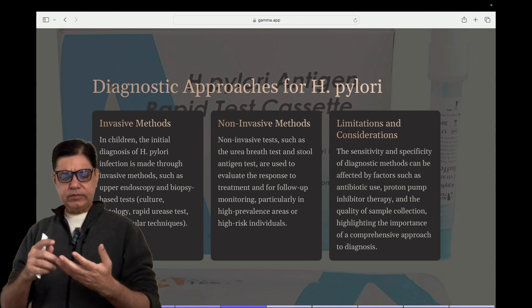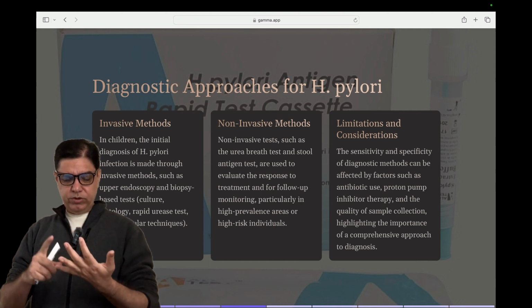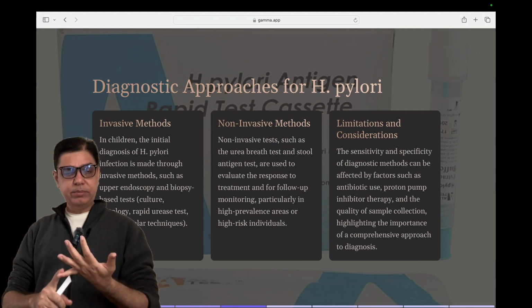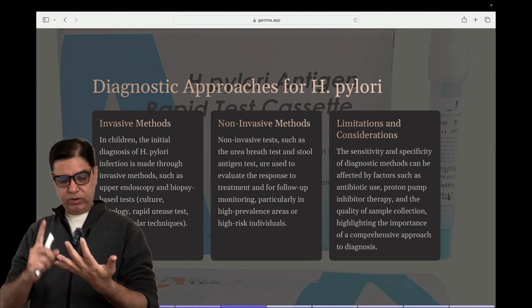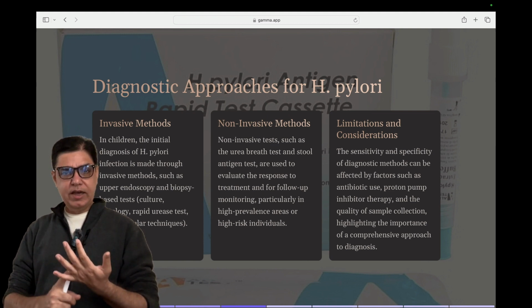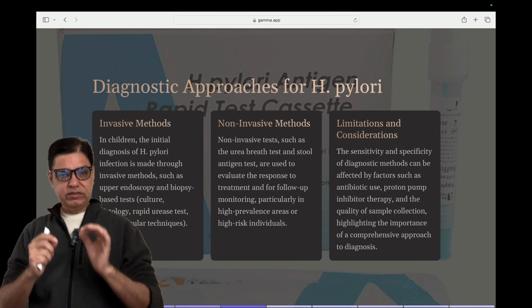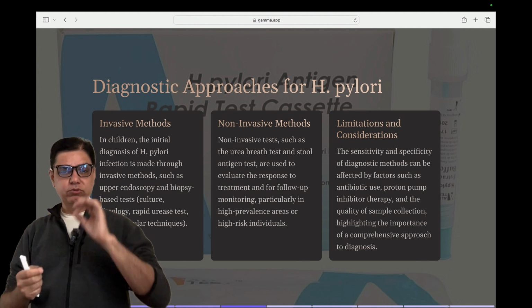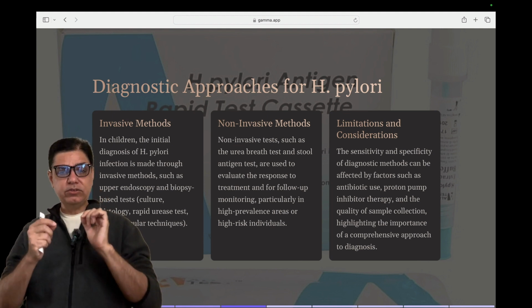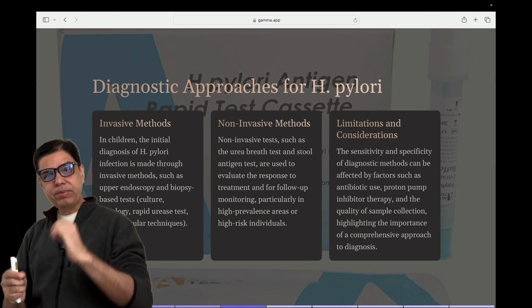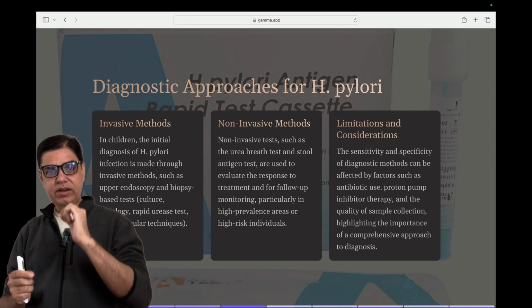So once you have taken biopsies, you can do microscopy examination. You can do a culture on that. So 1, microscopy, 2, culture, number 3, rapid urease test. So this is done when you pass an endoscope. So this is an invasive method, and this is always used for making the primary diagnosis. This is very, very important.